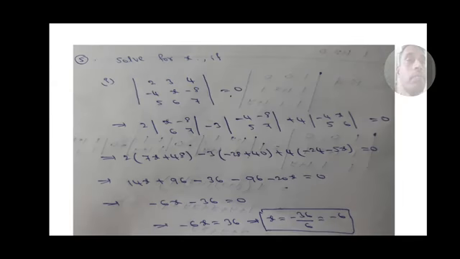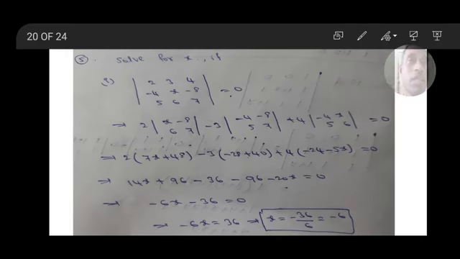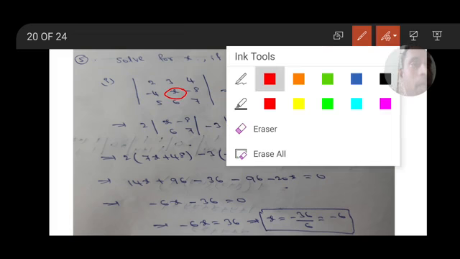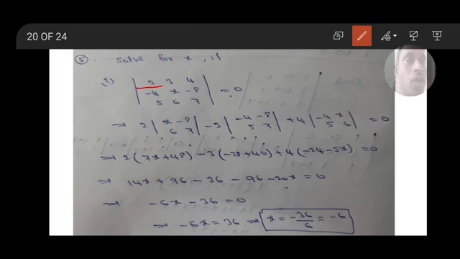Okay. Next, solve for x. If determinant of 2, 3, 4, minus 4, x, minus 8, 5, 6, 7 equal to 0. Determinant value is given. In the middle elements, one of the elements is x, so we need to equate it to 0 and find out the x value. What is the determinant? How to find? First row, I am taking the first row.